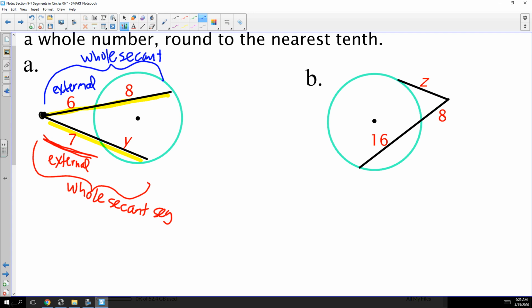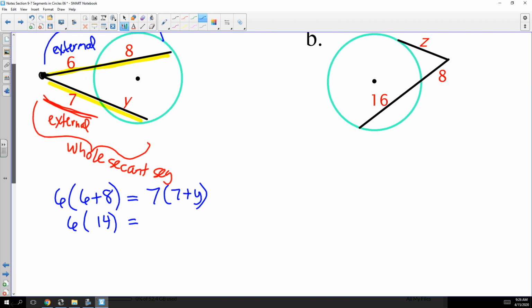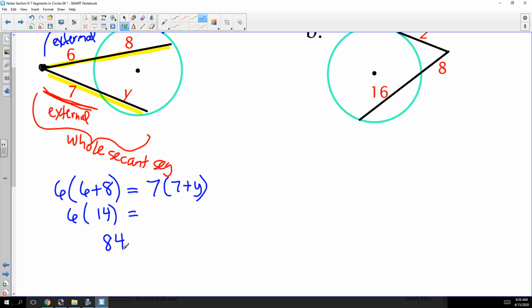All right, so we're going to say 6 times 6 plus 8 is equivalent to 7 times 7 plus y. We're definitely not going to distribute the 6. We're going to go ahead and add that and get 14. And 6 times 14 should be 84. Now we're going to distribute the 7 because we can't add the 7 and the y first. So we get 49 plus 7y.